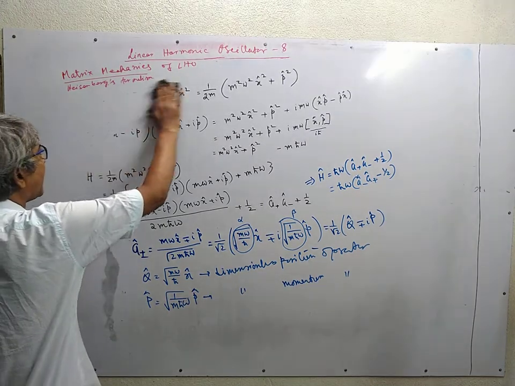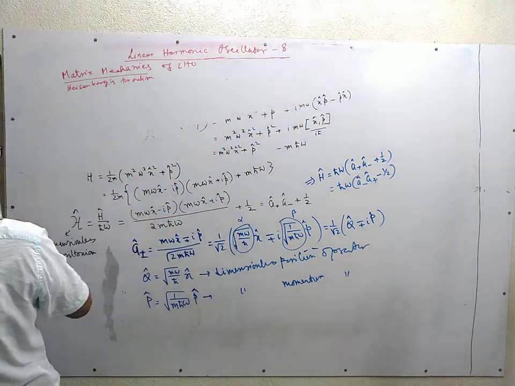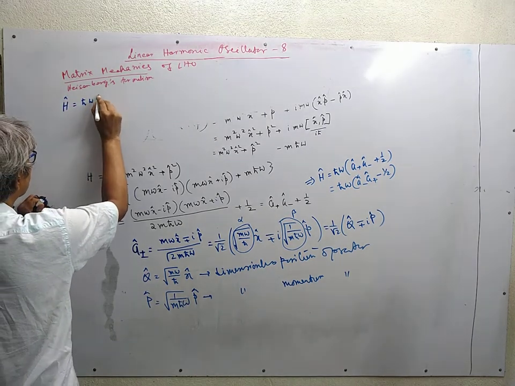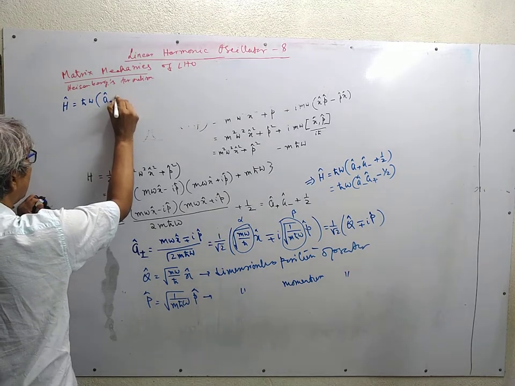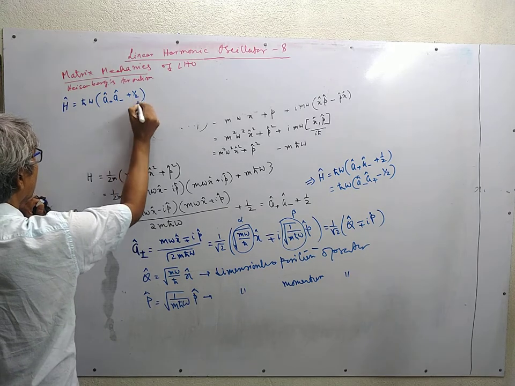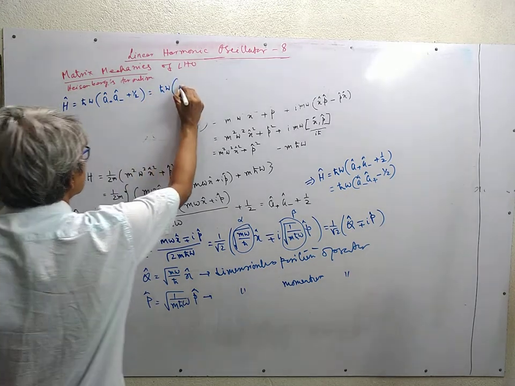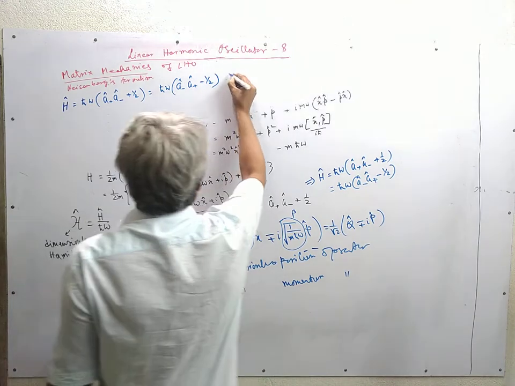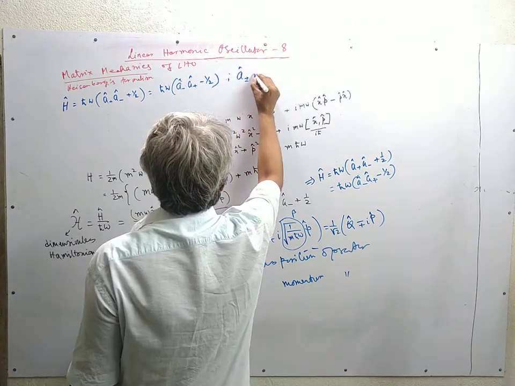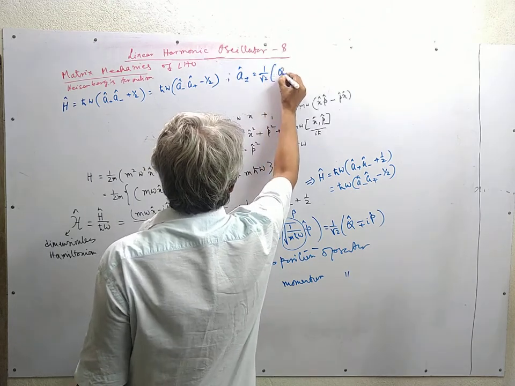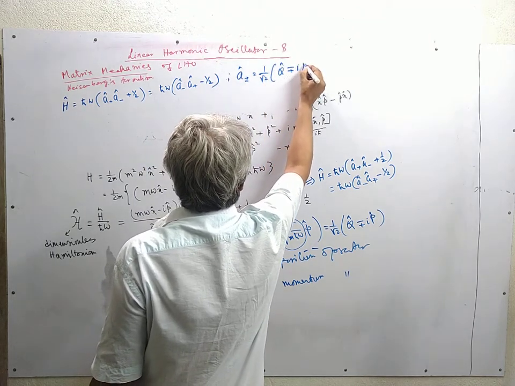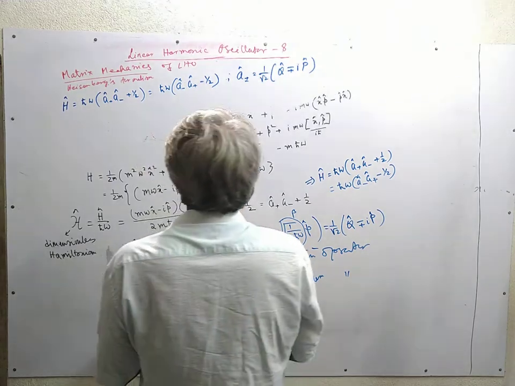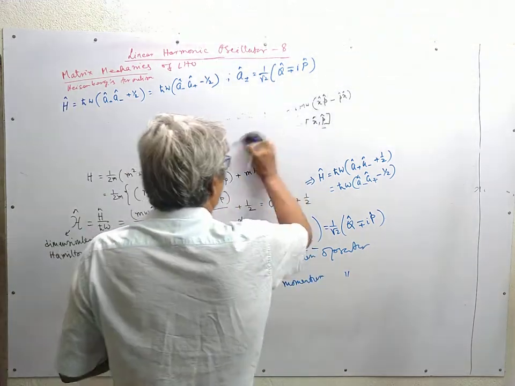So we rewrite this Hamiltonian. The harmonic oscillator Hamiltonian is now written as H, where A plus minus is equal to 1 upon root 2 (Q minus plus IP), and for Q and P we have this definition.